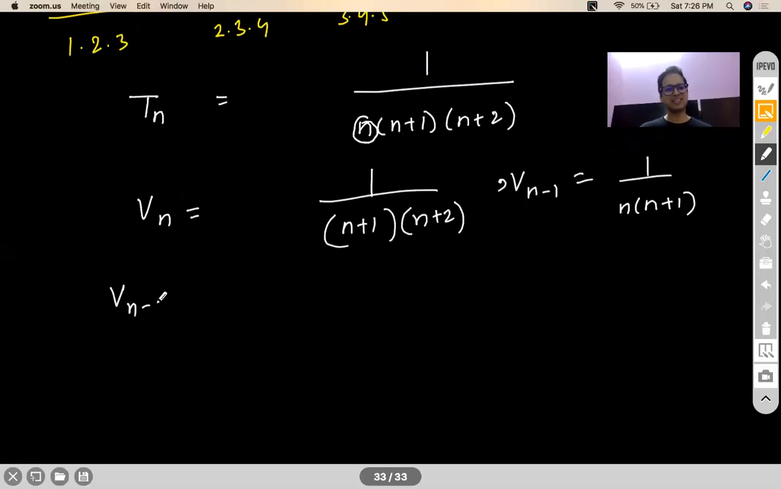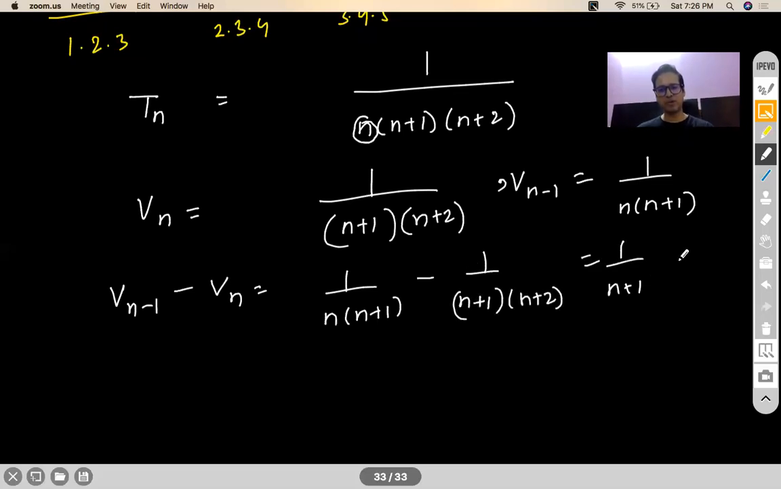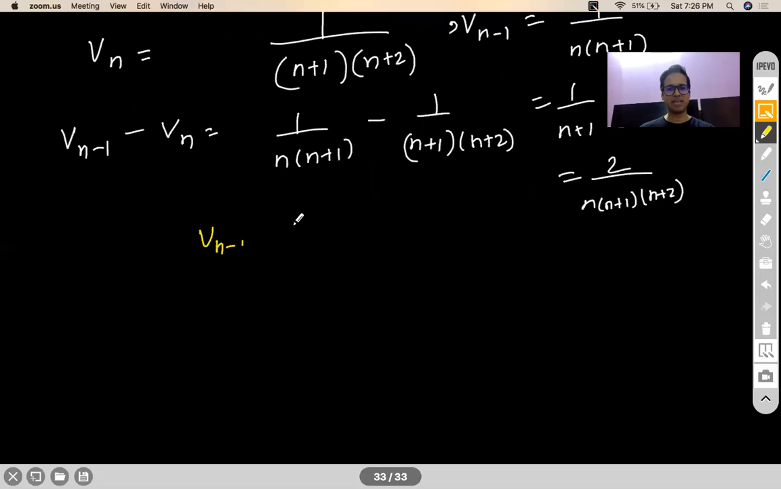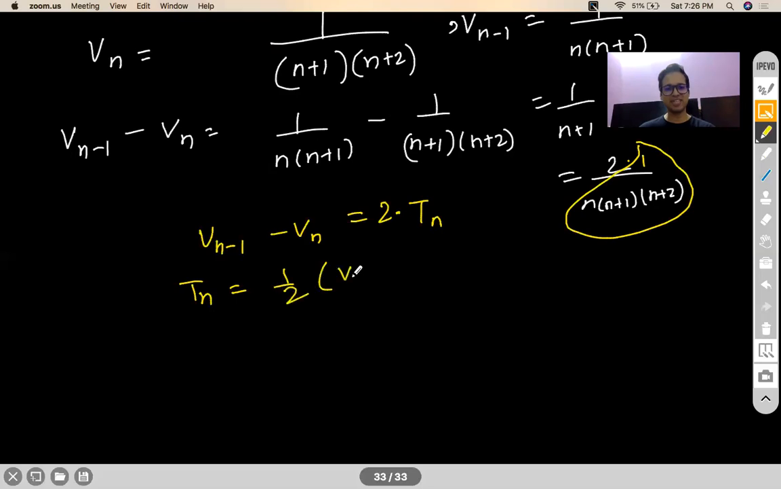Okay. Take the difference. If you take the difference, you will get 1 by n plus 1 minus 1 by n plus 2. That actually will give you 2 by n, n plus 1, n plus 2. Okay. So what you see over here is that your Vn minus 1 minus Vn is 2 times. Now remember, 1 by this is actually your nth term, right? So your Tn is half of Vn minus 1 minus Vn.